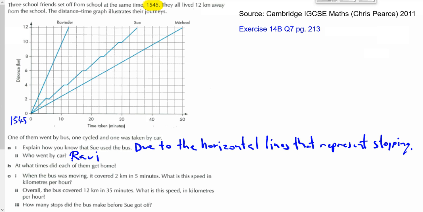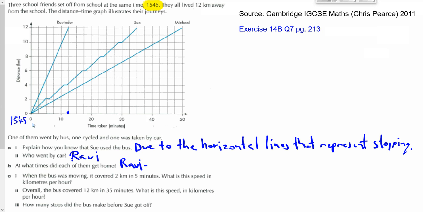Okay. At what times did each of them get home? So we'll look at Ravi first. We'll go from left to right here. So Ravi, if we look at this graph, we can see that Ravi arrived home at this point here.